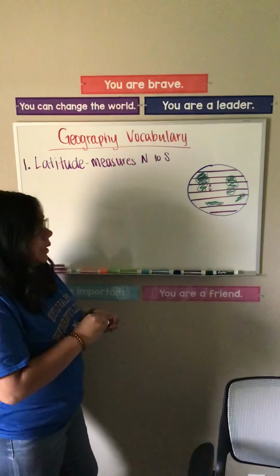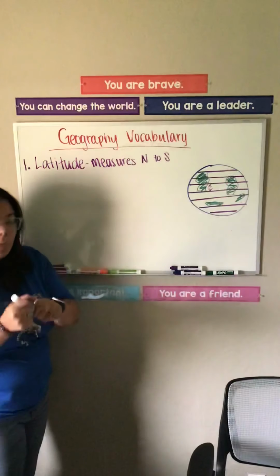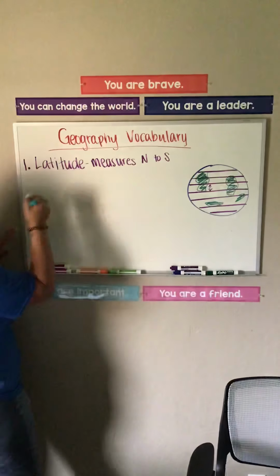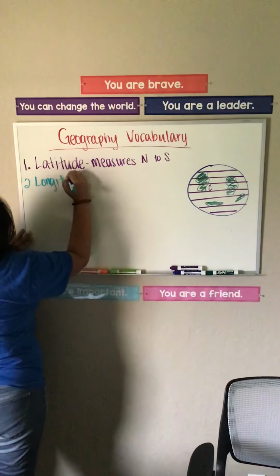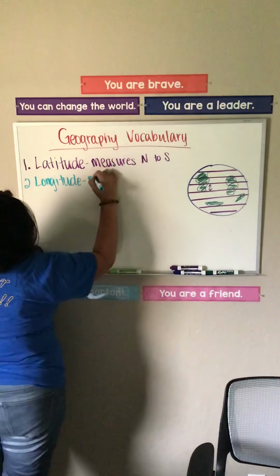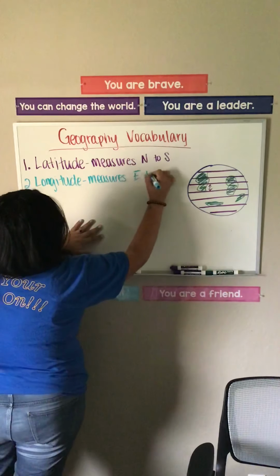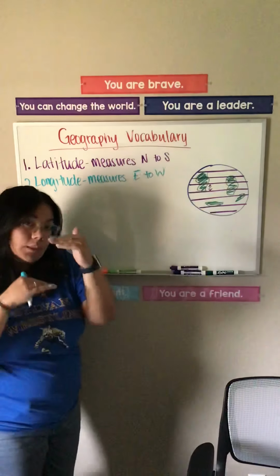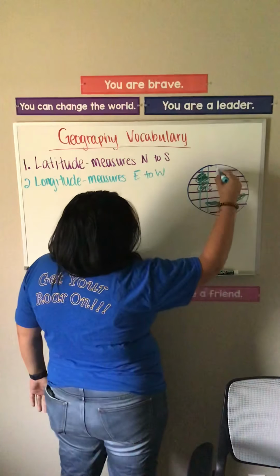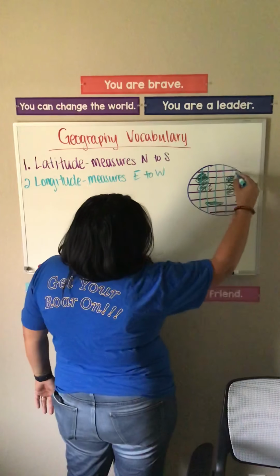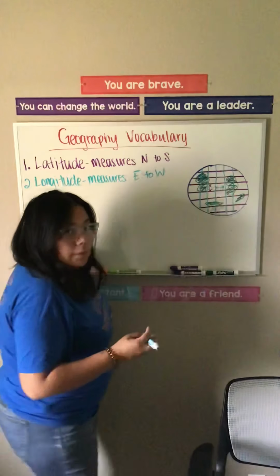Now the second one we have to know is called longitude. Longitude just runs the opposite way. It measures east to west. Remember, the distance between the lines. So longitude lines go straight down. They go from the North Pole to the South Pole. And they measure going east to west, or left to right.